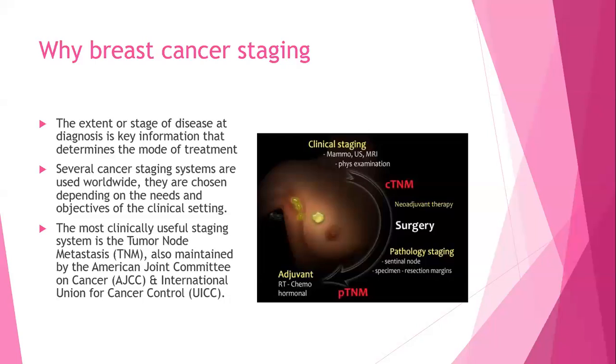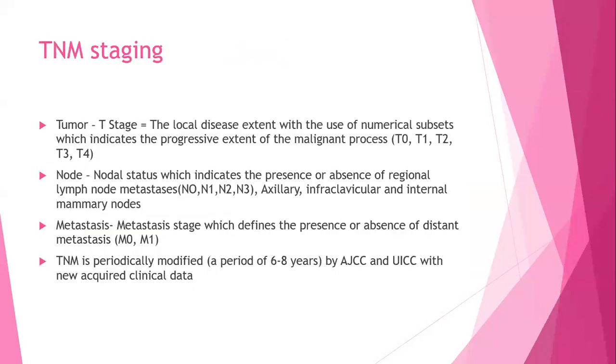So we have several cancer staging systems that are used worldwide, and they are chosen depending on the needs and objectives of the clinical setting. The most clinically useful staging system is the TNM, and this is the one that is widely used. So we'll discuss it briefly. For the TNM staging, we look at the T stage, where we look at the local extent of the disease with use of numerical subsets, which indicate progressive extent of the malignant process. So we're looking at T0 to T4.